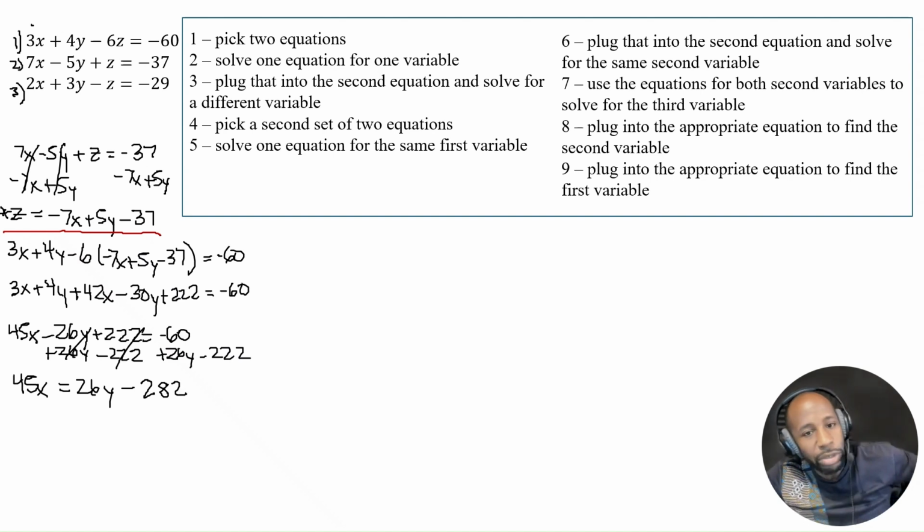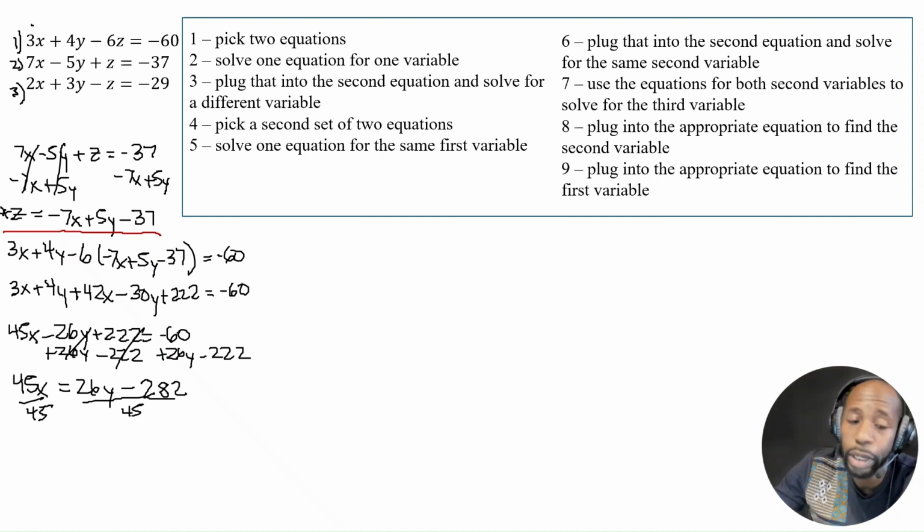Now these numbers get pretty weird looking because there's so much math going on, but it's okay. Now we're going to divide both sides by 45. I'm going to keep stuff in fractional form. I'm not going to do decimals, so we can have exact answers. So x is equal to 26 over 45y minus 282 over 45. Let's put a line there.